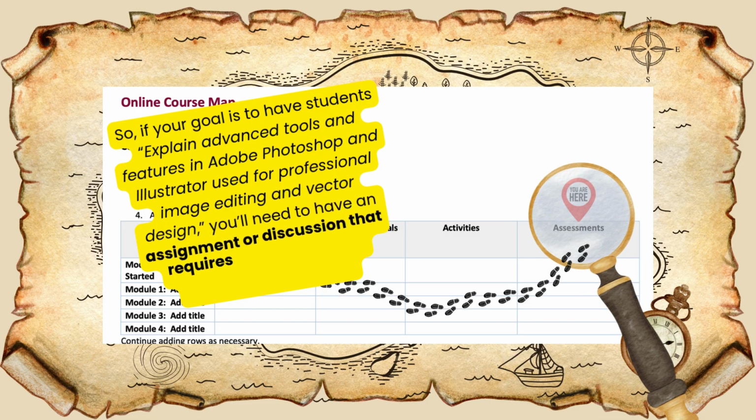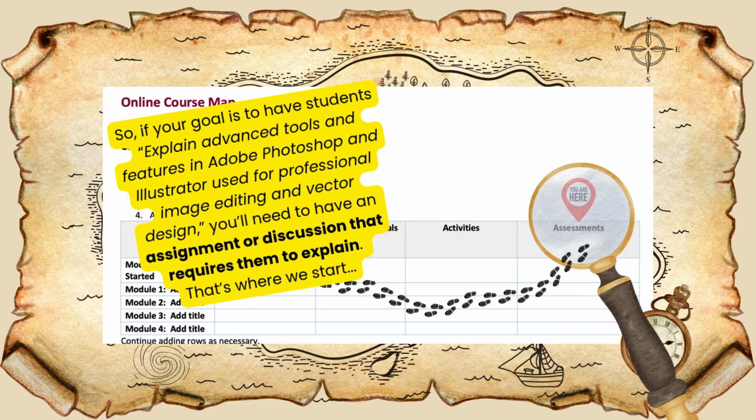All right, so next, let's take a look at assessments. In modules 1 and 2, or at least in module 2, we talked about backward course design, where you think about what your objectives are, right? And then you think about how you're going to assess those. If I want students to know this, how do I plan to prove that they know it? Well, in our example here, if my goal was to explain advanced tools and so on, then I'll need to have an assignment or discussion, something graded that requires them to explain, as we see here. And that's where we start.